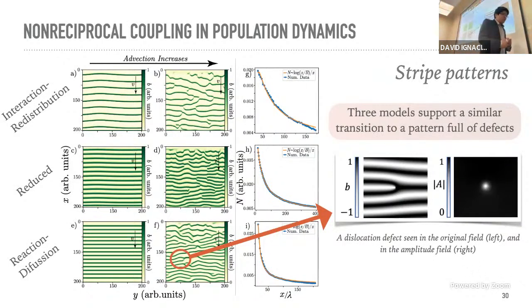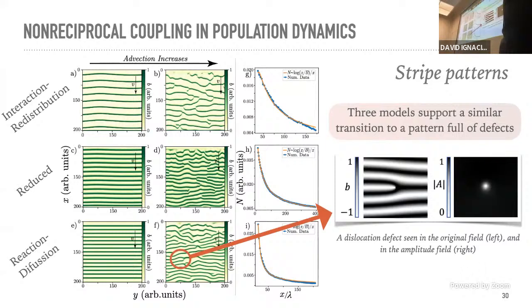So we started to analyze these defects because they could be recognized in what is called the amplitude field of the pattern. In the amplitude field of the pattern, these defects look like holes. And the reason is because they are phase singularities of the complex function that describes these waves.